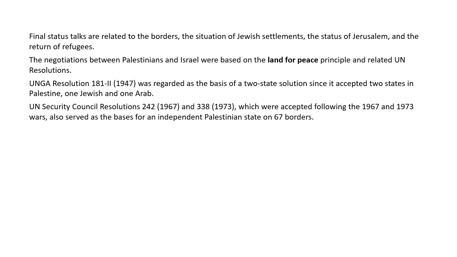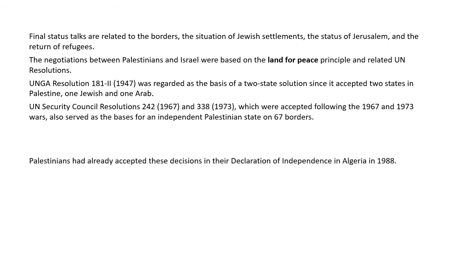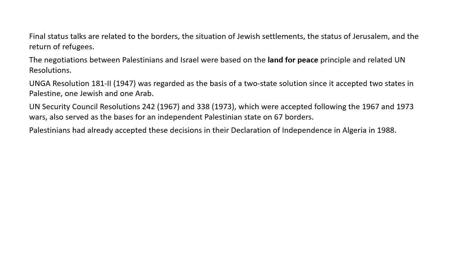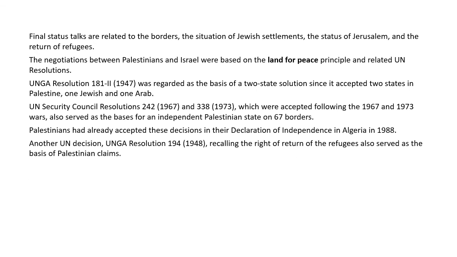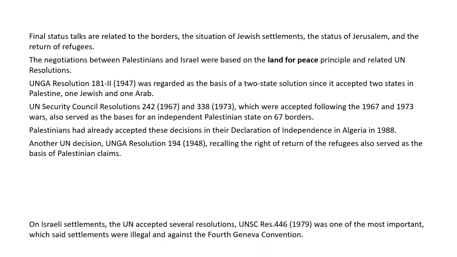UN Security Council Resolutions 242, 1967, and 338, 1973, which were accepted following the 1967 and 1973 wars, also served as the basis for an independent Palestinian state on 67 borders. Palestinians had already accepted these decisions in their Declaration of Independence in Algeria in 1988. Another UN decision, UNGA Resolution 194, 1948, recalling the right of return of the refugees, also served as the basis of Palestinian claims.